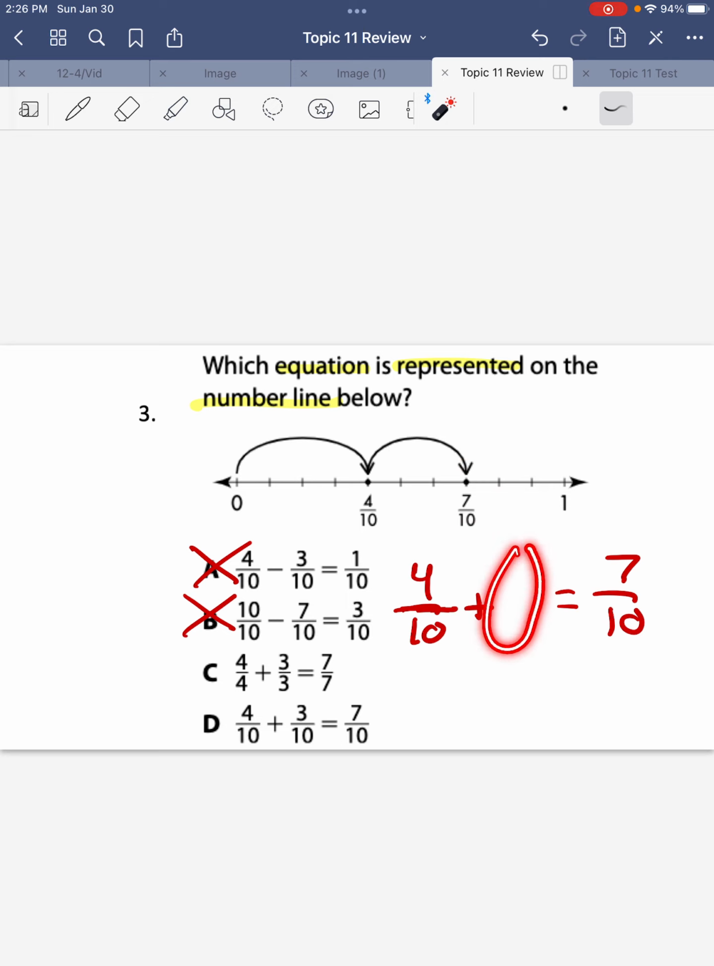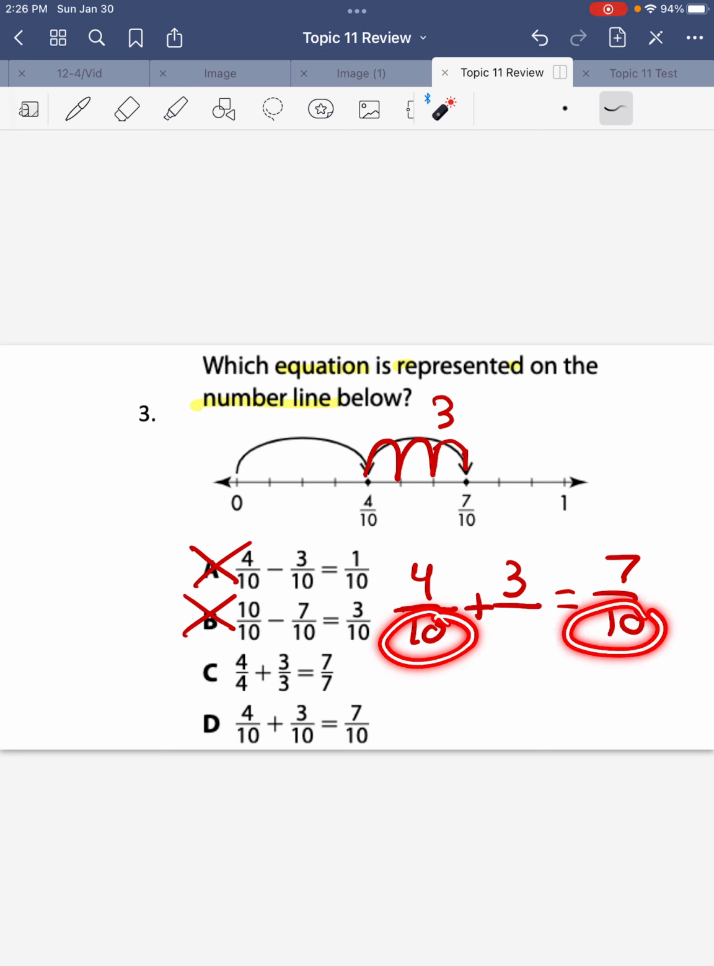What you are going to put here is how many lines you jump to get to 7/10, okay? So I'm at 4/10. 1, 2, 3. I jumped 3 times. So that means I'm going to put 3 over what my denominator has been this whole time, which is 10. Okay, that is how you do it.